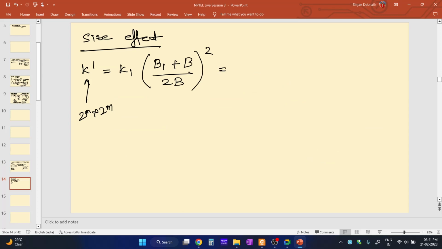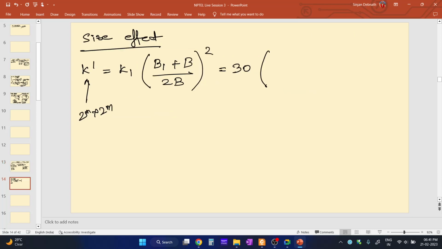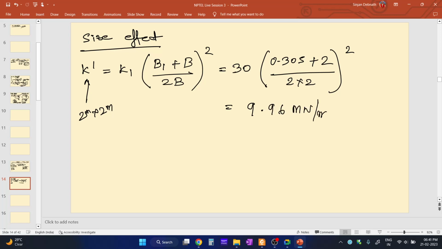So K1 is equal to 30 meganewton per meter cube. What is B1? B1 is 0.305 meter. What is breadth of the foundation? It is 2 meter. Now 2 meter by 2 meter square. If we calculate this, it will be 9.96 meganewton per meter cube. Okay. Now let's incorporate the shape effect, that is for the rectangular footing.